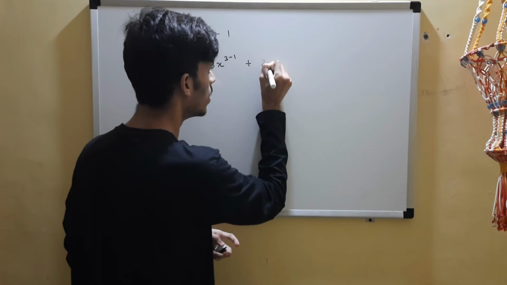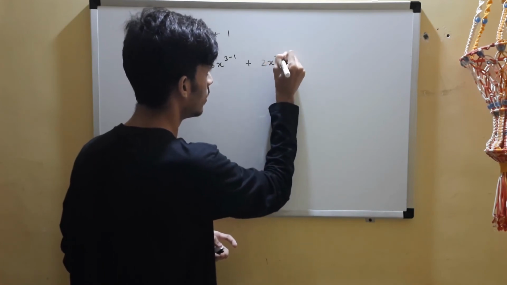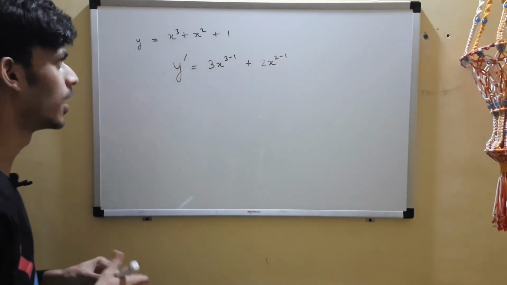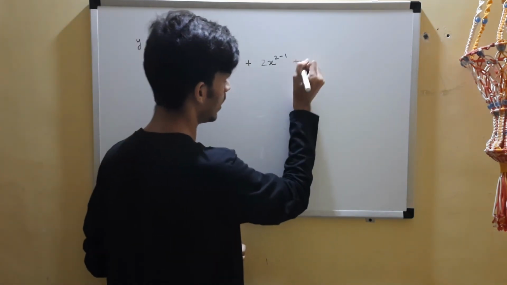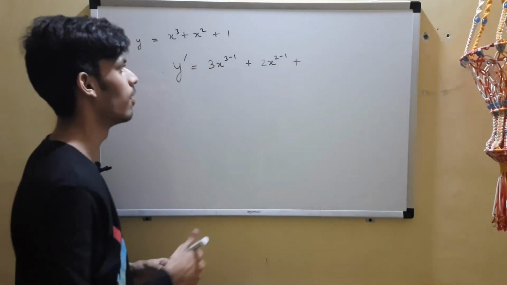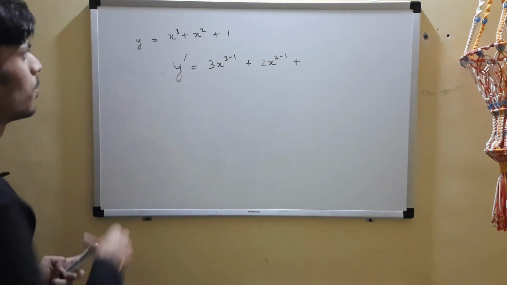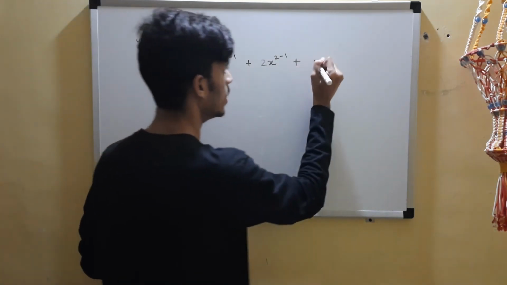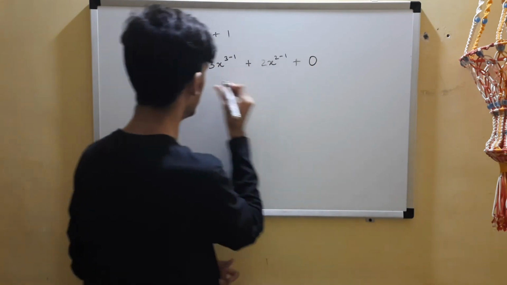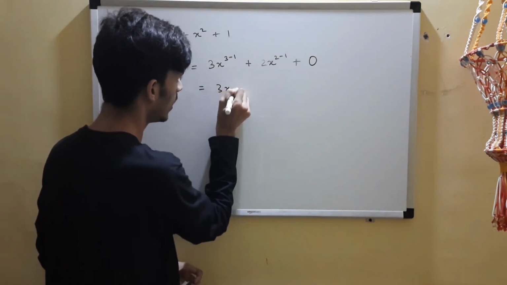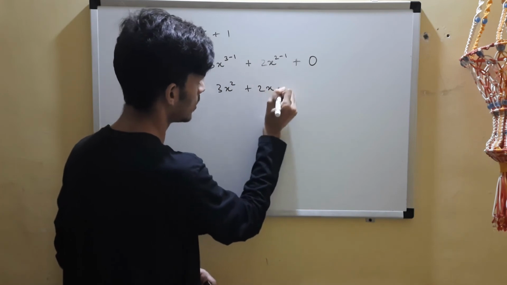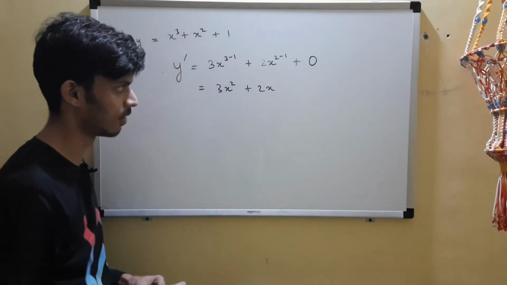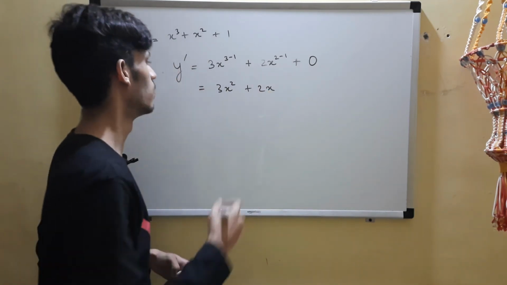So 3 into x to the power 3 minus 1, and 2 into x to the power 2 minus 1. That is the logic I'm using, x to the power n. And what about this 1? 1 is a constant, so its derivative is 0. So 3x squared, and 2x raised to 1, or 2x simply. So this is the derivative of your function.